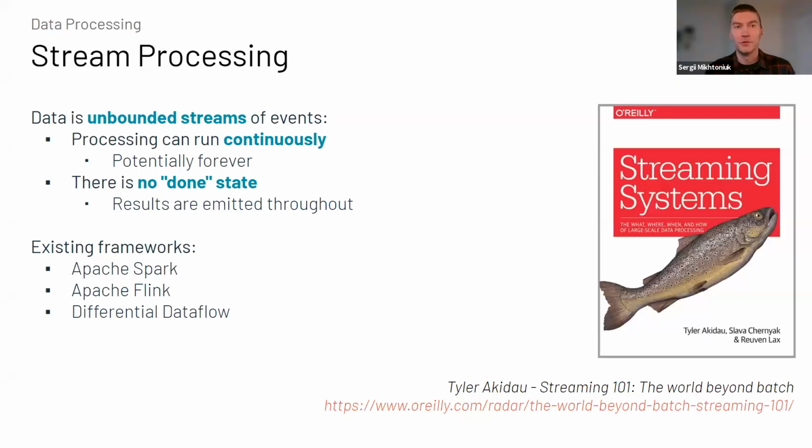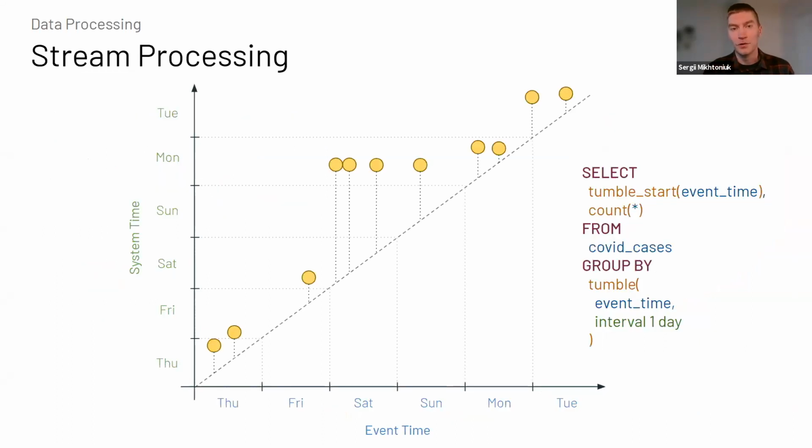The solution to this is called stream processing, and the series of posts from Tyler Akidau in a blog called Streaming 101 is probably the best time investment you can make to learn about this. The whole idea is that data is treated as an unbounded stream of events. This means that processing can run continuously and potentially forever. Because there is no such thing as a done state in stream processing, the results are emitted throughout as the query continues. So let's look at how stream processing is going to work on this messy data that we had.